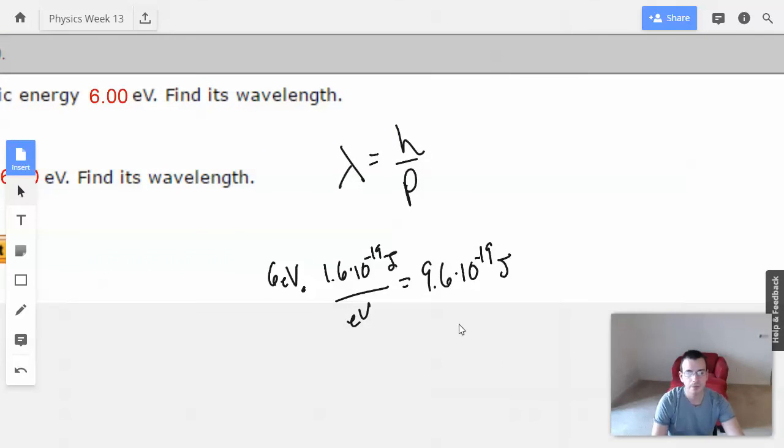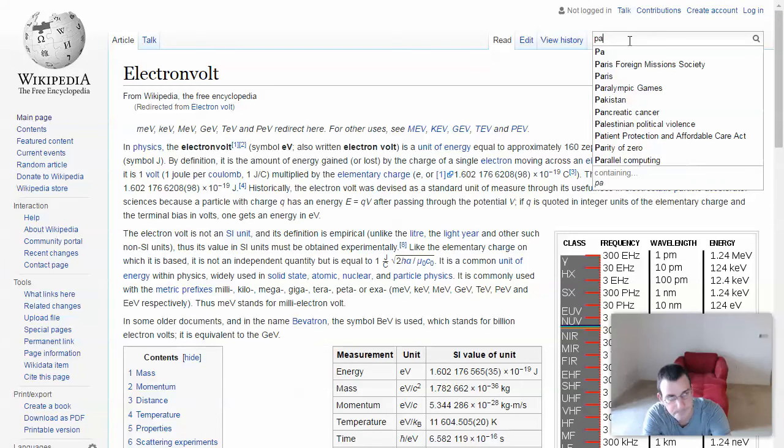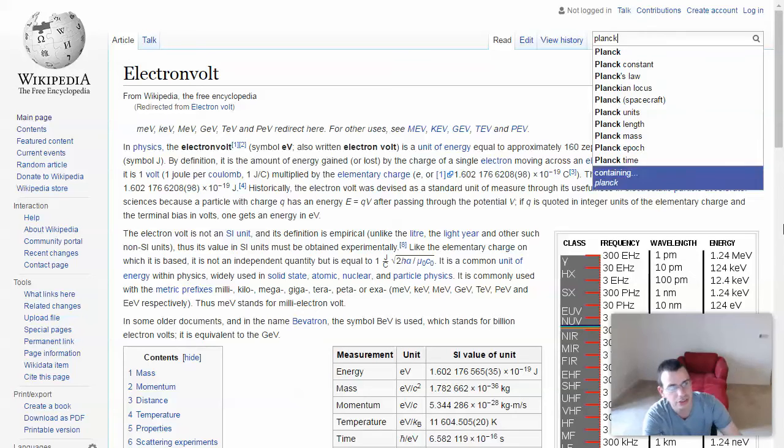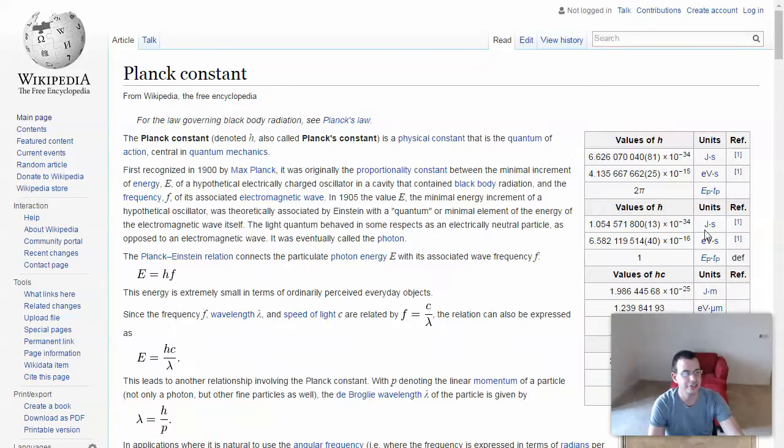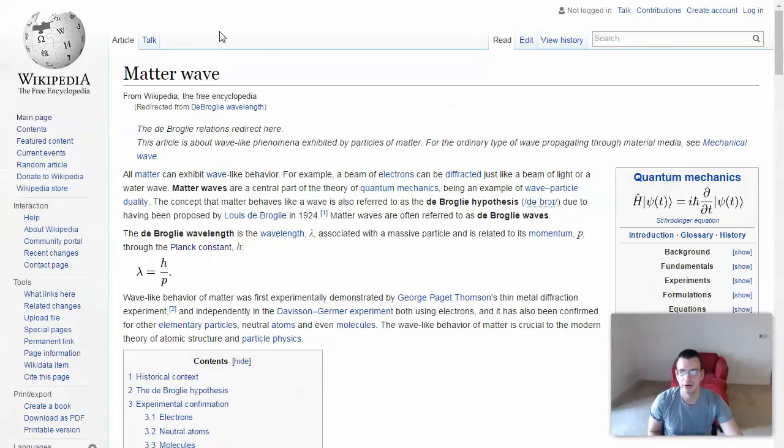So we also probably need Planck's constant. I should have done it in electron volts, but I'm going to do it in joules: h equals 6.6 times 10 to the negative 34th. We got that. So now we have p for momentum, right? Momentum, I think.